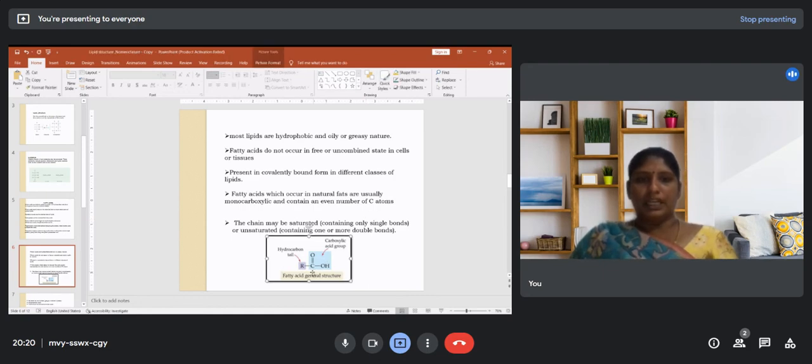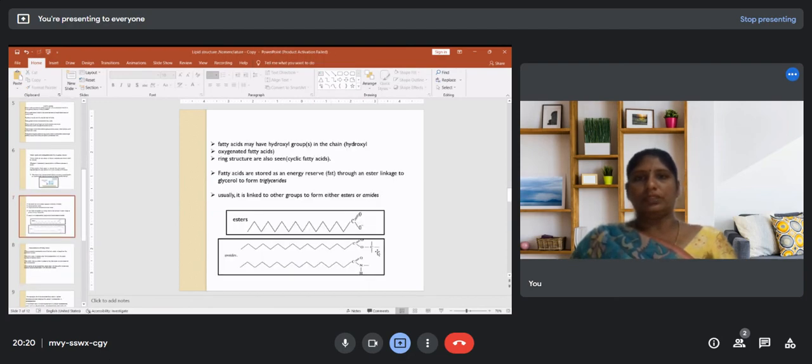Here you can see the fatty acid general structure, where R refers to the hydrocarbon tail and COOH is the carboxylic acid group. Fatty acids may have hydroxyl groups in the chain, that is, hydroxylated or oxygenated fatty acids. They may also have a ring structure in the case of cyclic fatty acids.